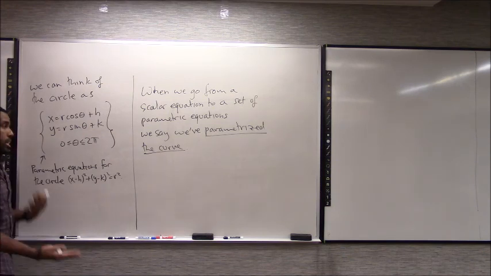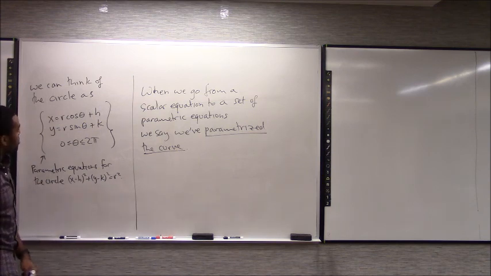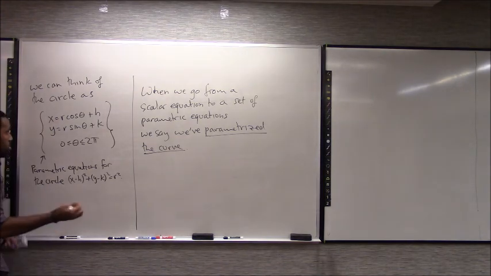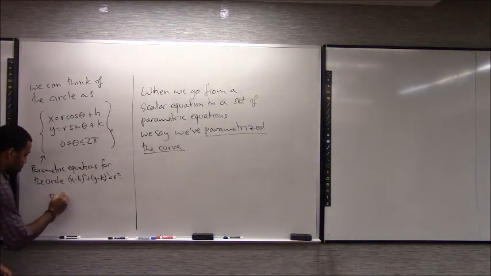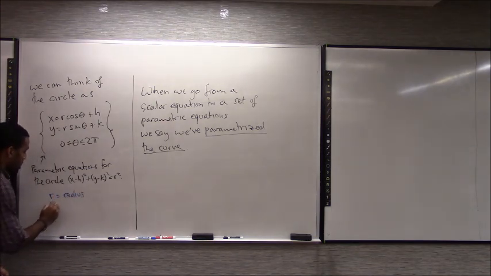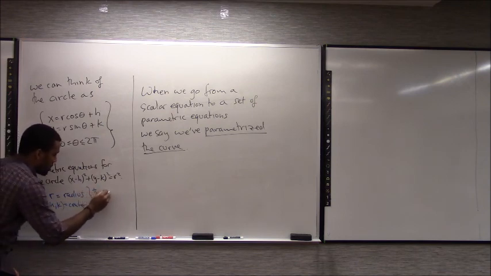But yeah, you can take a normal curve and you can split up the variables and you can write it in terms of some other variable. So for example, here I'm writing x and y as functions of theta. Here my r and my h are constants, by the way. r equals the radius and (h, k) equals the center. So these are constants.